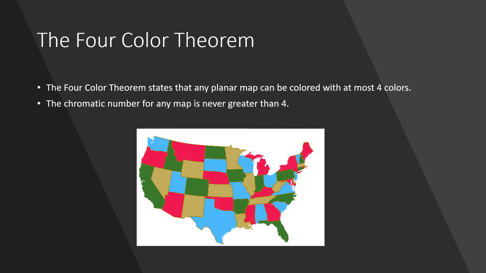The four-color theorem is a theorem in graph theory which states that any planar map or graph can be colored with at most four colors, such that no two adjacent regions or vertices have the same color. In other words, no planar graph or map, such as this map of the US, will ever have a chromatic number greater than 4.